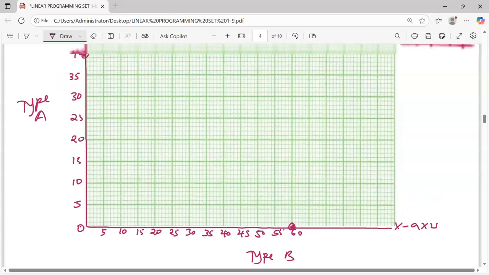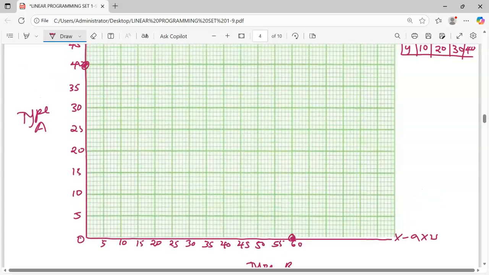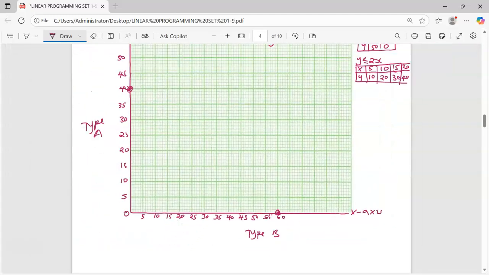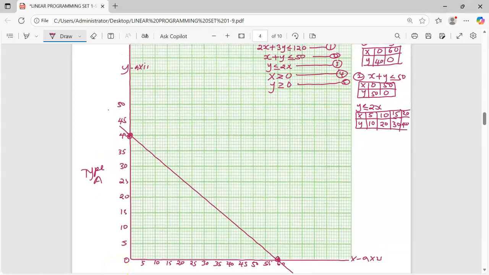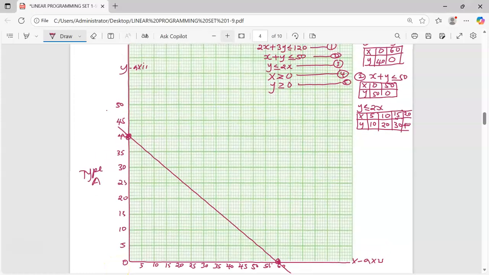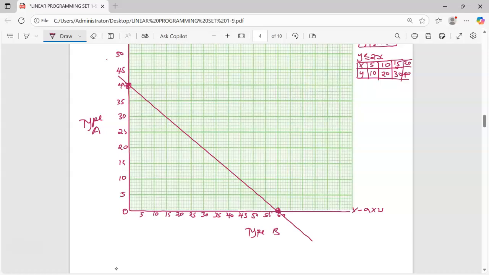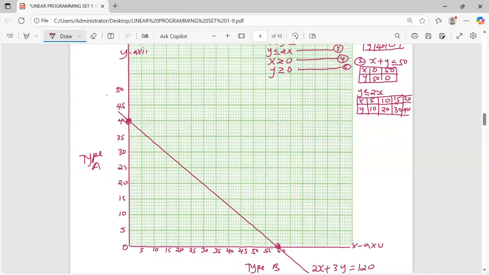So we are going to draw a line joining the 2 points before shading. After joining the 2 points, we are going to label this line as 2x plus 3y being equal to 120. And then of course what we need is below the line, so we are going to shade the upper part of this line.